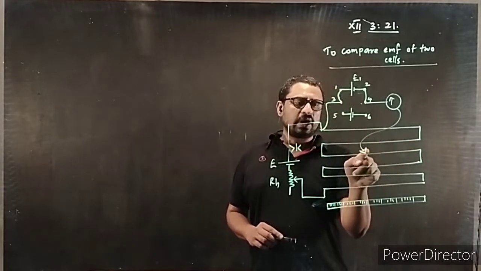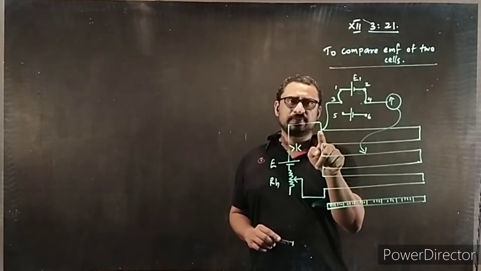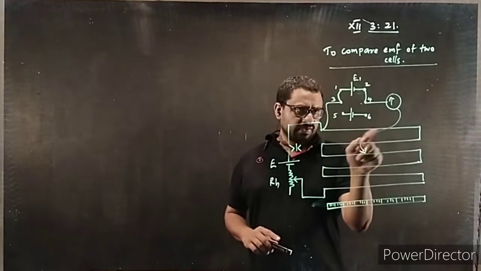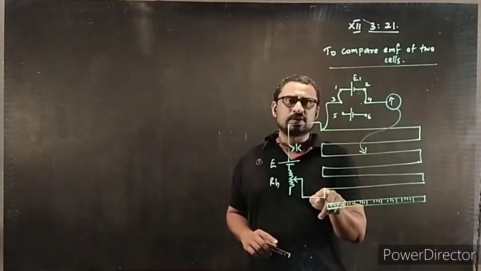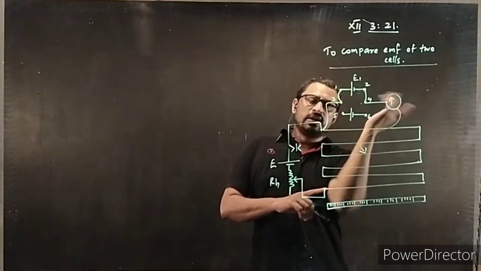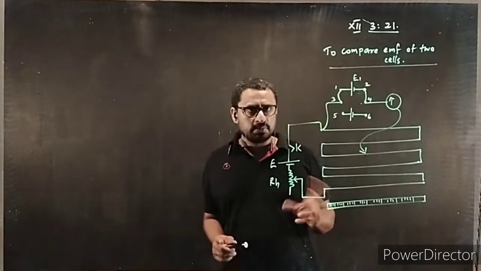First you have to connect the jockey at this point. Then suppose it is deflecting like this, towards the left. Then you have to connect at this point. Then the galvanometer should deflect this way. Then only there will be balancing happening in between.